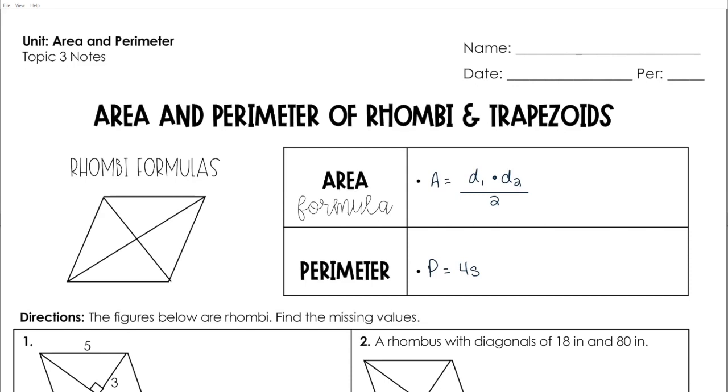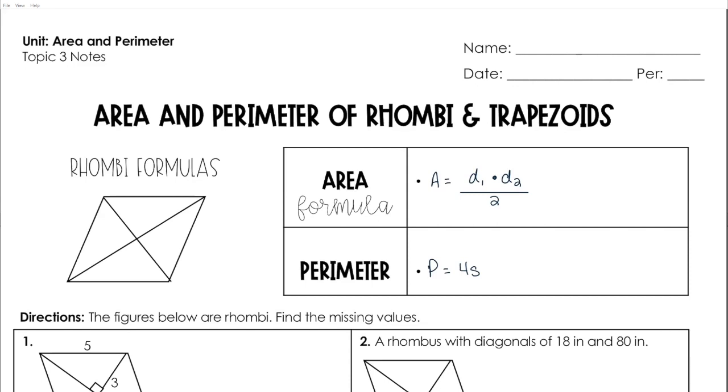So in our past few lessons, we've been talking about quadrilaterals. So we're going to continue talking quadrilaterals today, finding area and perimeter of rhombi and trapezoids. Okay, so the first shape we're going to come across is a rhombus.